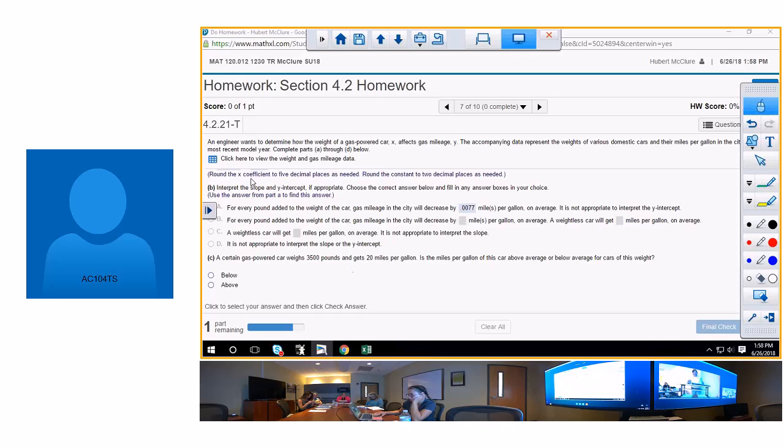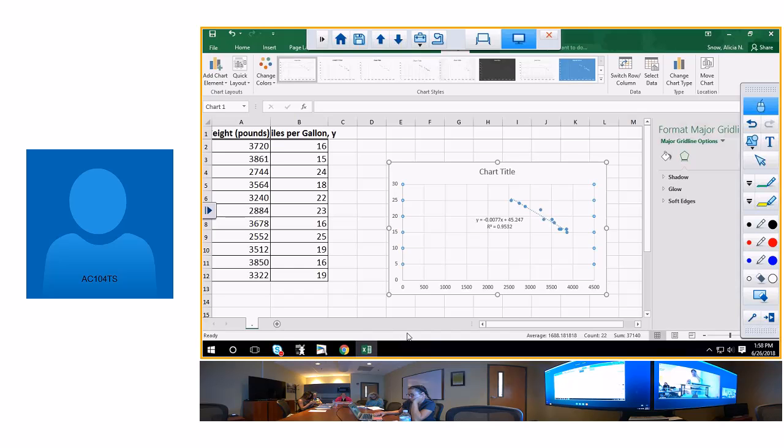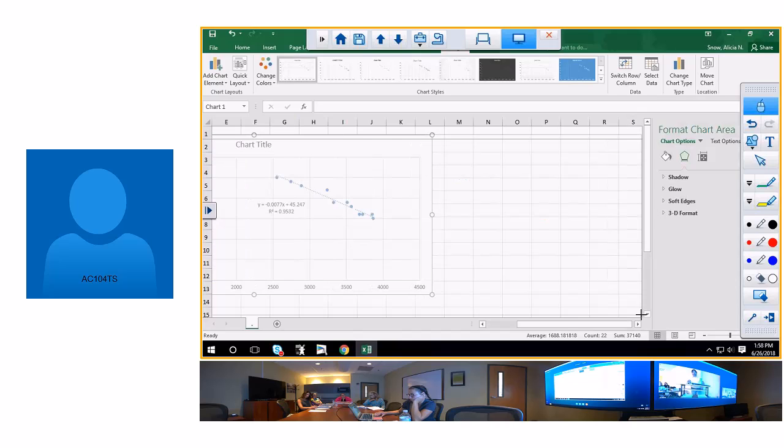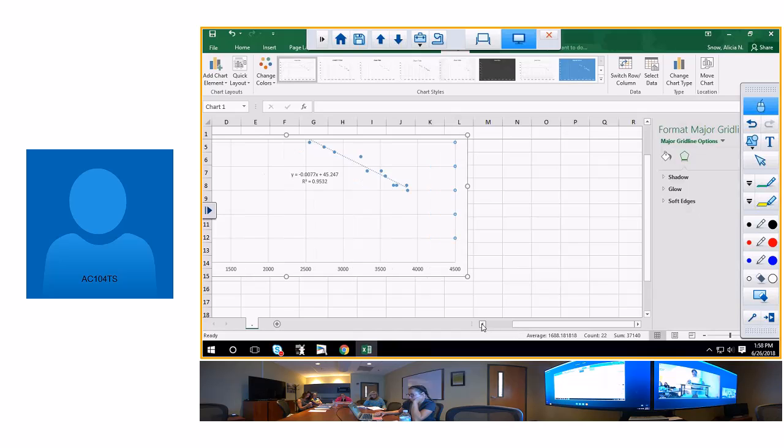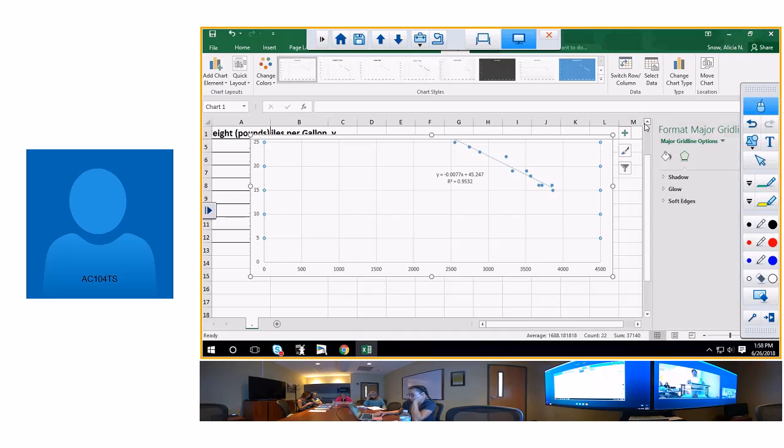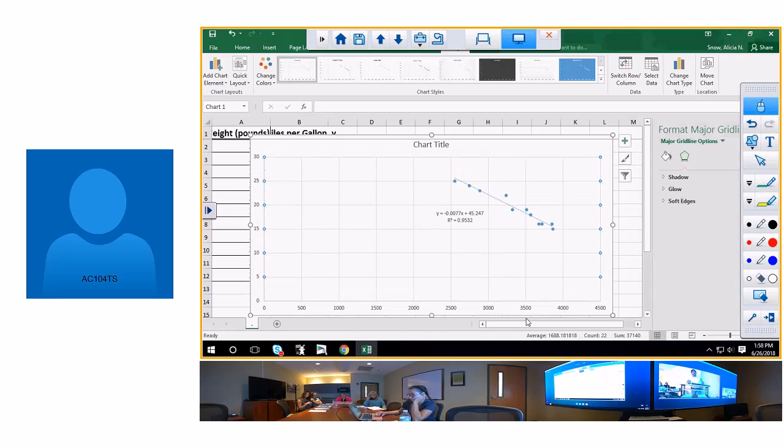Let's go back to the graph. Where's our graph? I thought I graphed it somewhere. There's the graph right there. 3,500 is right here. I'm going to make it a little bit bigger. Hopefully it won't blow it up. Okay, there we go. Now look at that graph. 3,500 is saying it gives us what? 20? So I'm going to take my blue marker, and there's 20 miles to the gallon, right?